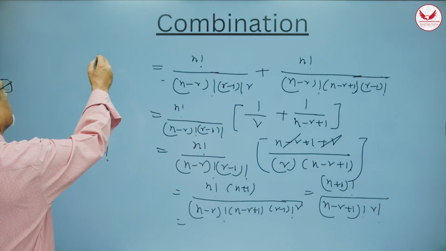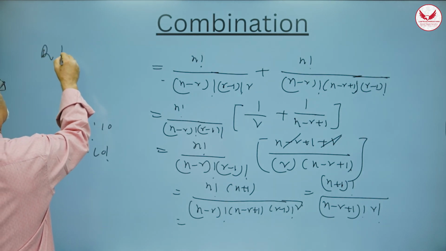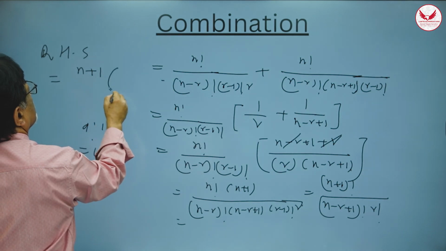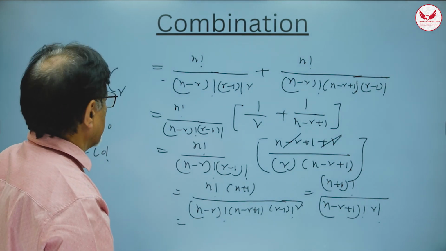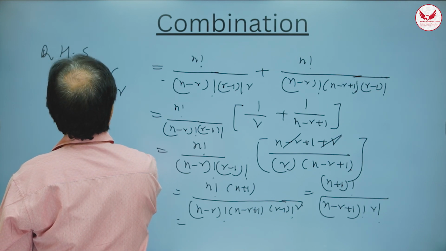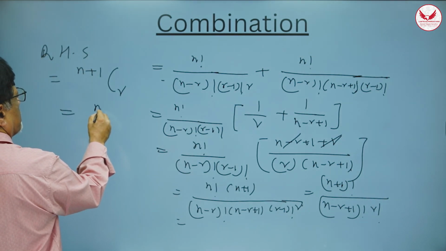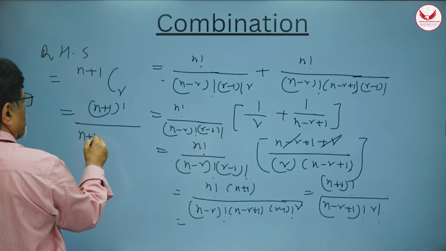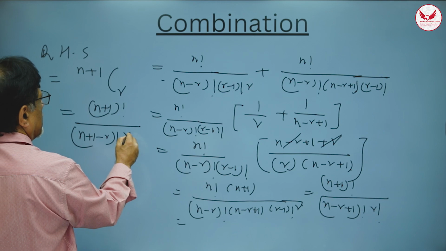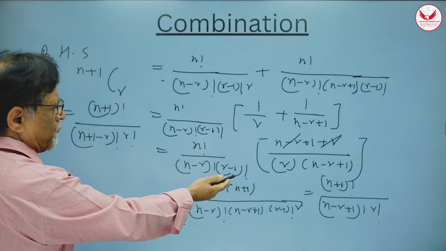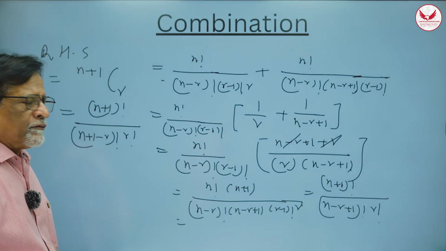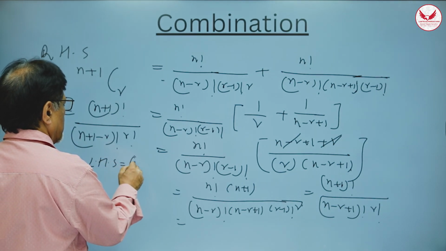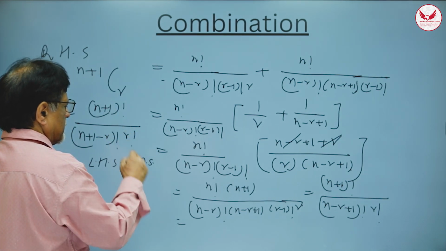Now what is RHS? RHS is what? (n plus 1)Cr. Correct? (n plus 1)Cr. What does that mean? (n plus 1) factorial divided by (n plus 1 minus r) factorial into r factorial, which is not different from what we have written here. So therefore LHS is equal to RHS. Okay?